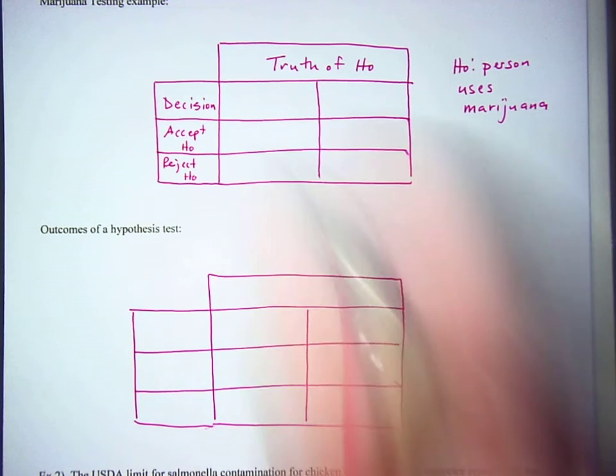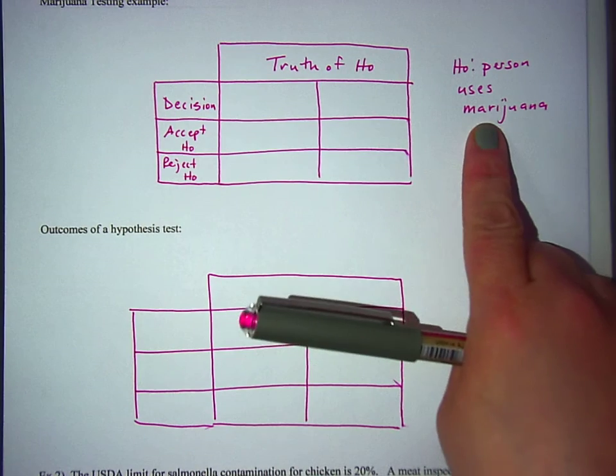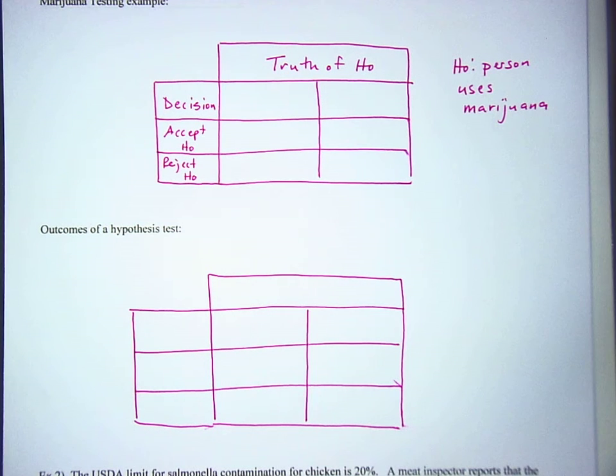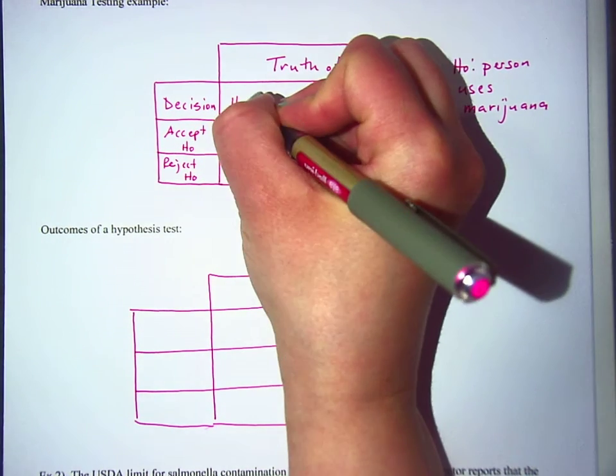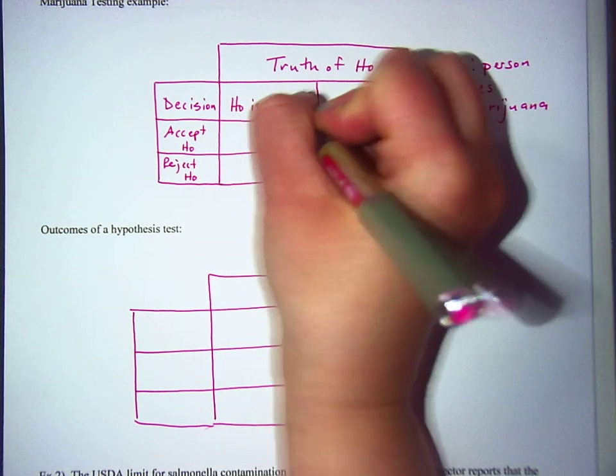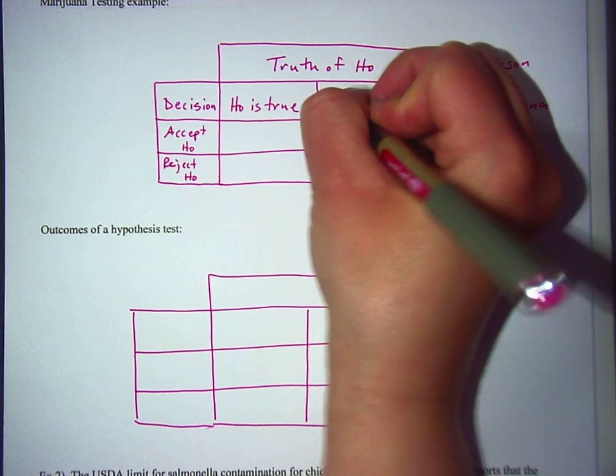So if you accept the null hypothesis in this case, you're saying, yep, they use marijuana. And if you reject it, you're going to say, nope, they don't. We did some testing. We don't think they do. But then if you think about the truth of it, it could be that they really do use marijuana, or they really don't.